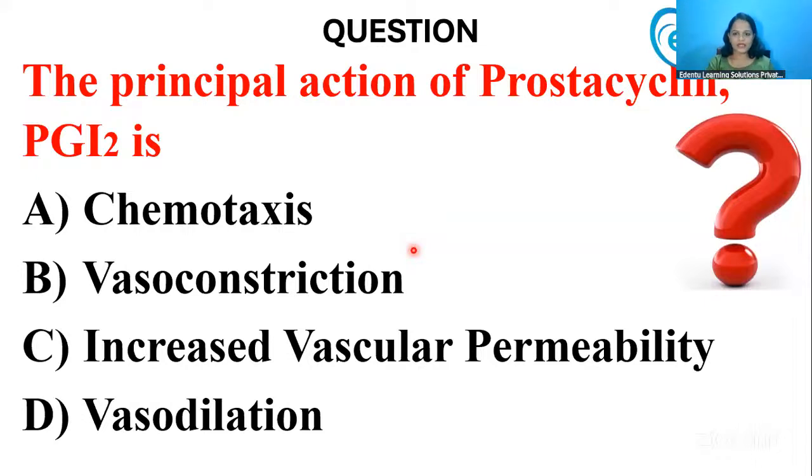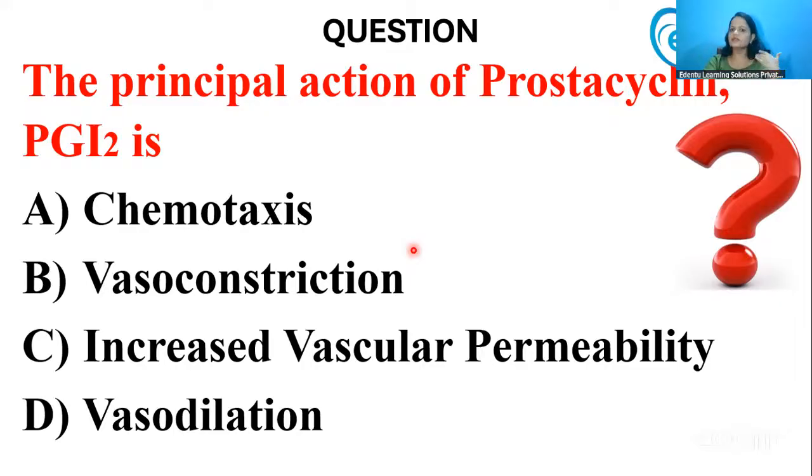The principal action of prostacyclin or PGI2 is, what is the principal action of prostacyclin? Is it chemotaxis or vasoconstriction or increased vascular permeability or vasodilatation? What do you think it is?